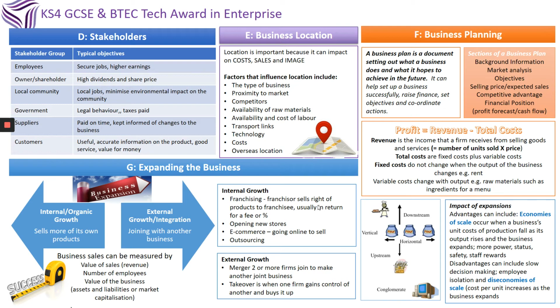Show you what we've got, which is going to help you as you move forward into year 10. So what we've got is this knowledge organizer. Okay, so if we look at section D, this talks about stakeholders. That gives us an example of different stakeholder groups and their typical objectives. So what are their interests, why they're involved, how they're involved.